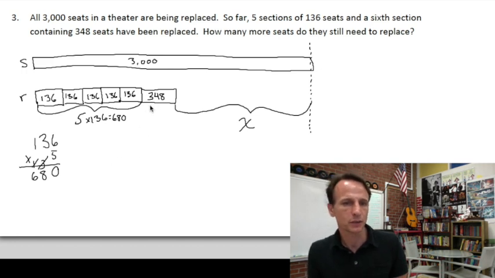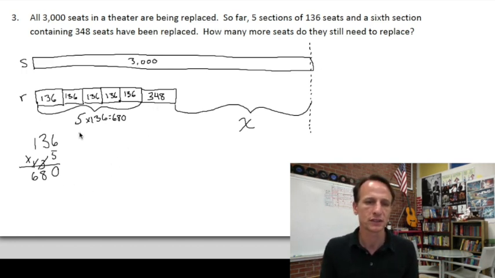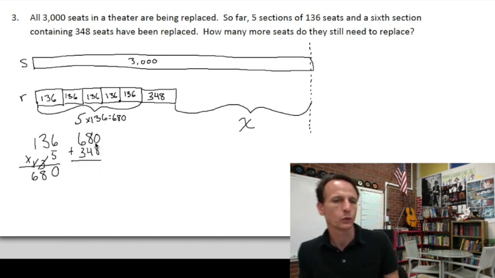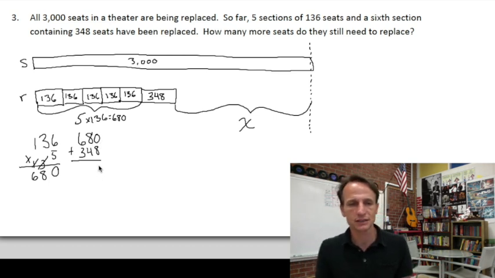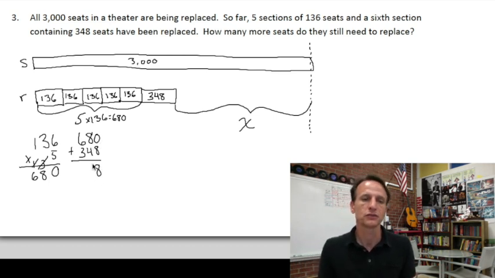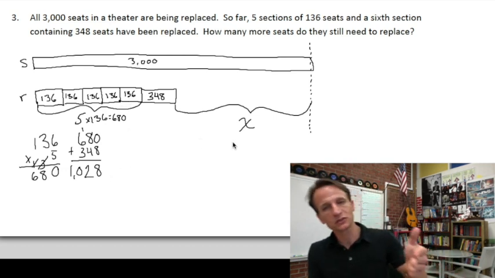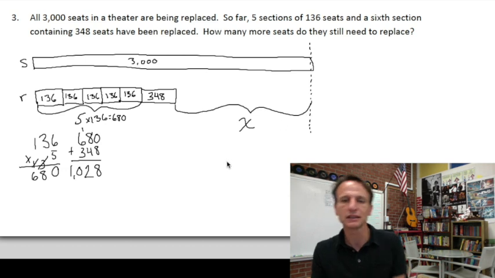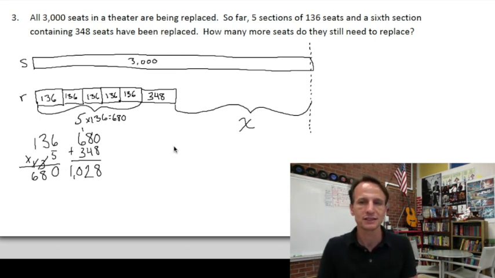And so now if we combine it with the 348, so we take the 680 and add to it the 348, we'll know how many have been replaced in all so far. So we're just adding here, so 0 plus 8, 8. 8 plus 4 is, good, 12. Regroup that 1. 1, 6, and 3, yeah, that makes 10. So 1,028 have been replaced, but what we're trying to find is how many remain to be replaced, how many they still need to replace.